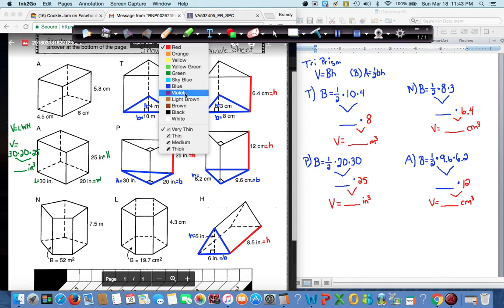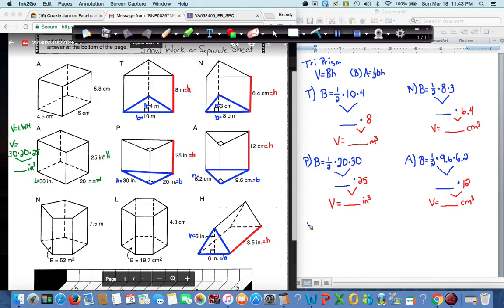So we'll go ahead and do letter H over here. Again, please find the big B first, the area of the base. It's nice when they give it to you, but we can figure it out because we know the formula. 1/2 times base times height. It's the formula for a triangle. So 1/2 times 6 times 5. Okay, you multiply that together, and then you're going to multiply it lastly to this 8.5.